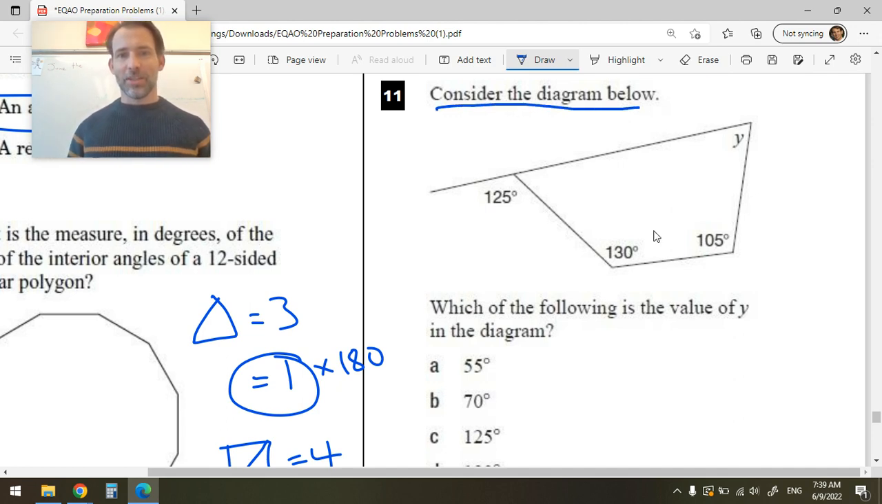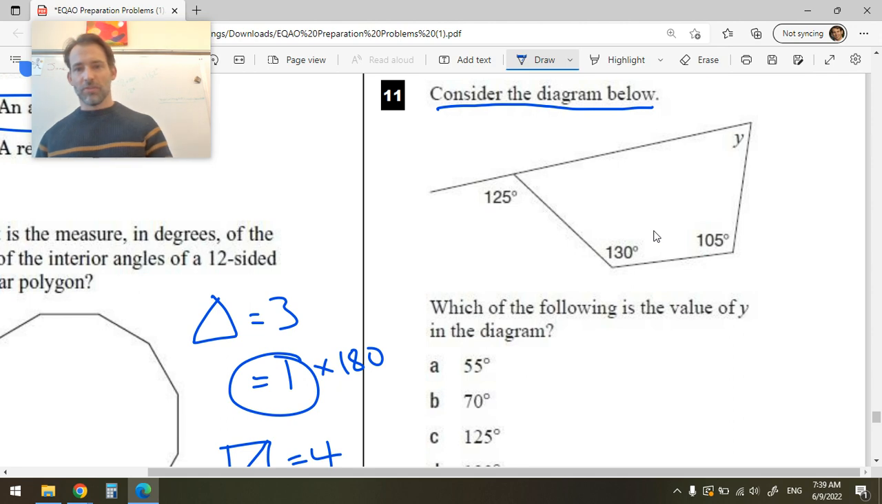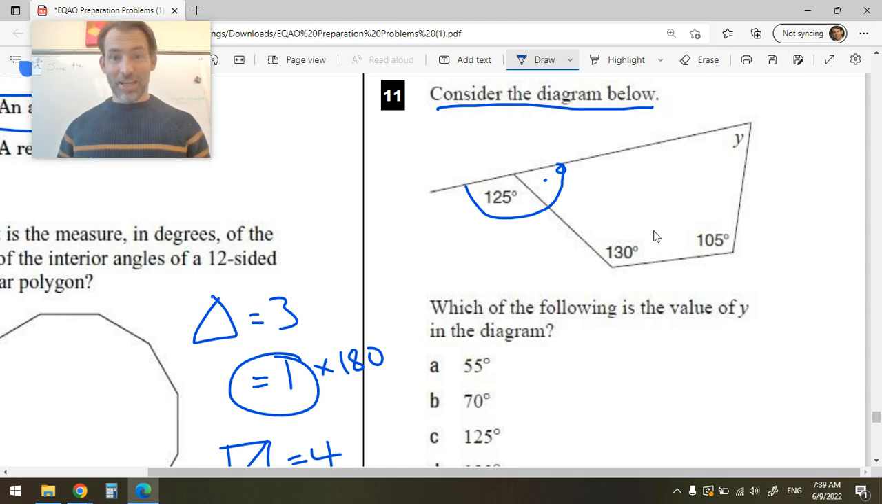Let's consider together this diagram. Which of the following is a value of y in the diagram? Well, I'll need to know this angle to find that, so let's do that. This is a straight line, so 125 plus this angle will add to a straight line. So this must be 55, one of my favorite numbers, because 55 plus 125 will give us 180.